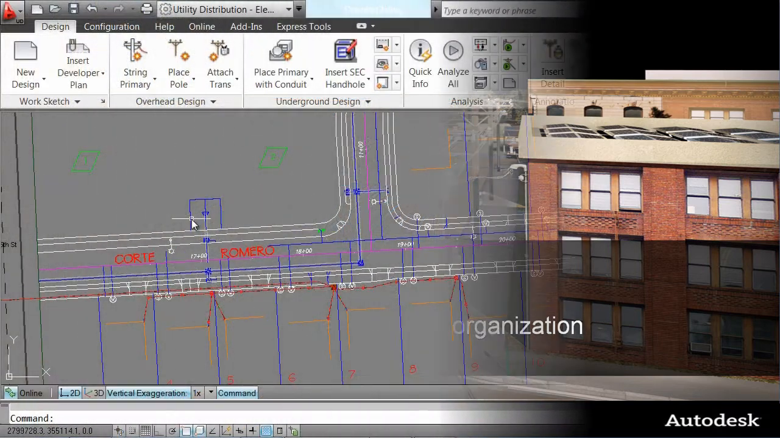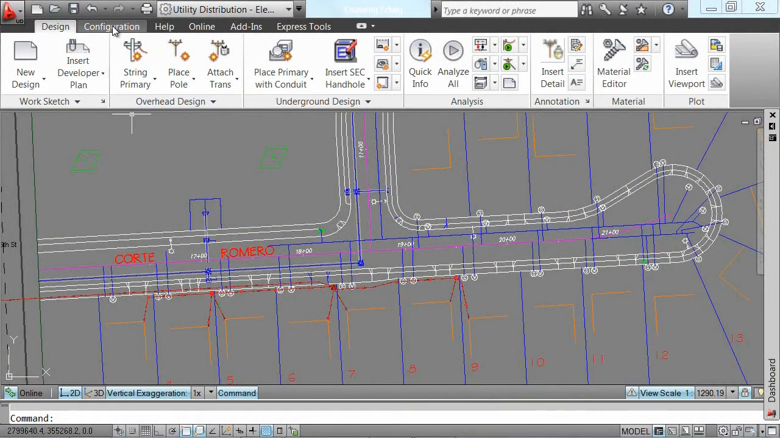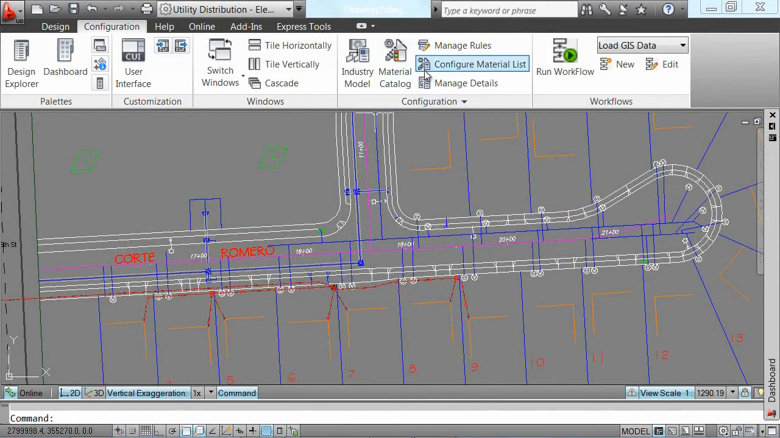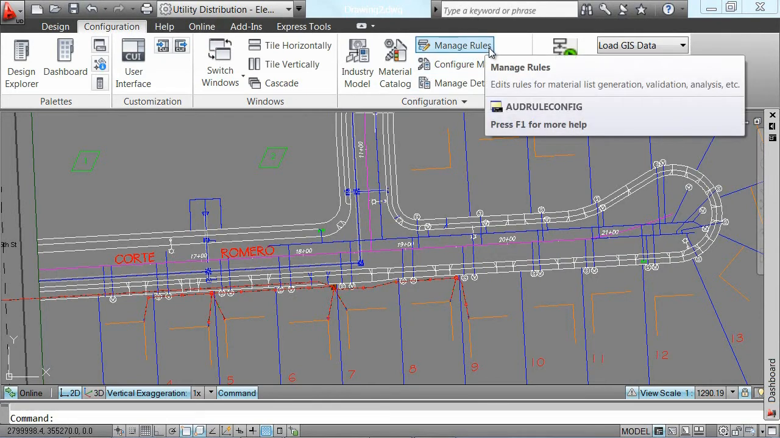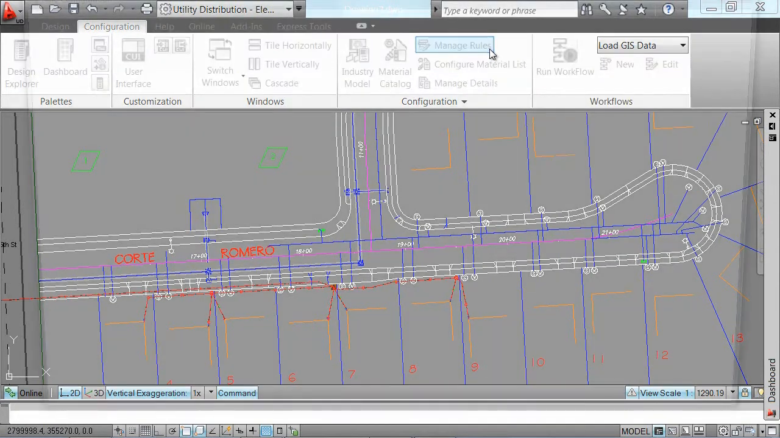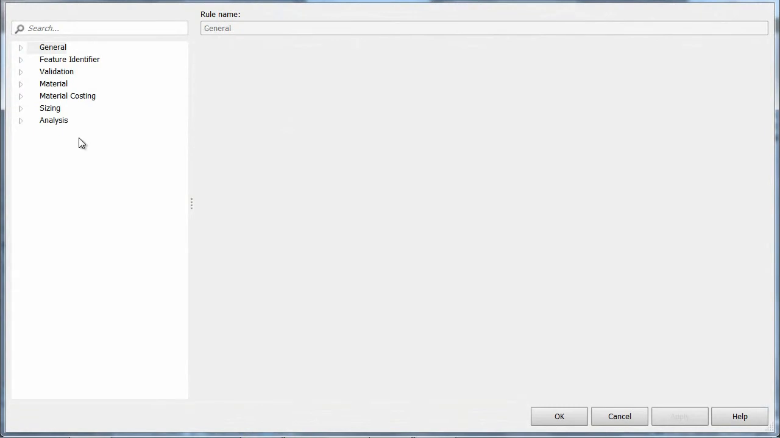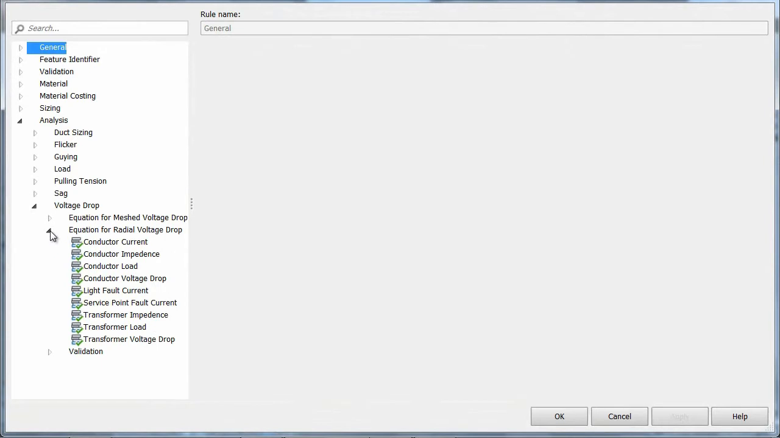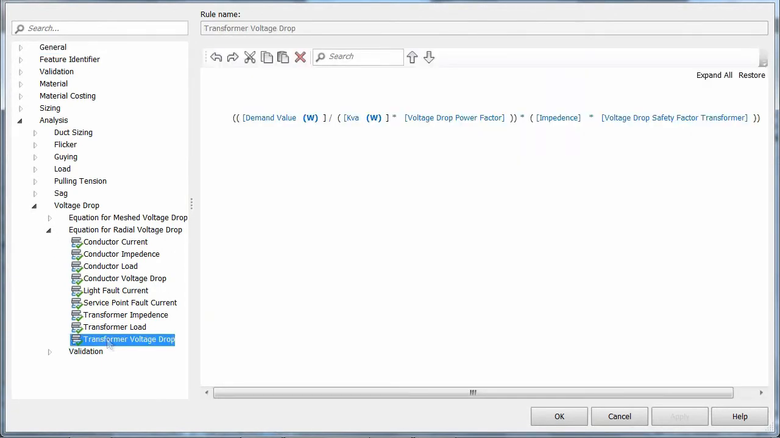For instance, let's take a look as an administrator at the business rules that make up AUD for both engineering and material. The first example would be the analysis rule for the sizing of a transformer for voltage drop, simply stepping down through the tree from voltage drop to the equations for a radial voltage drop for a transformer.